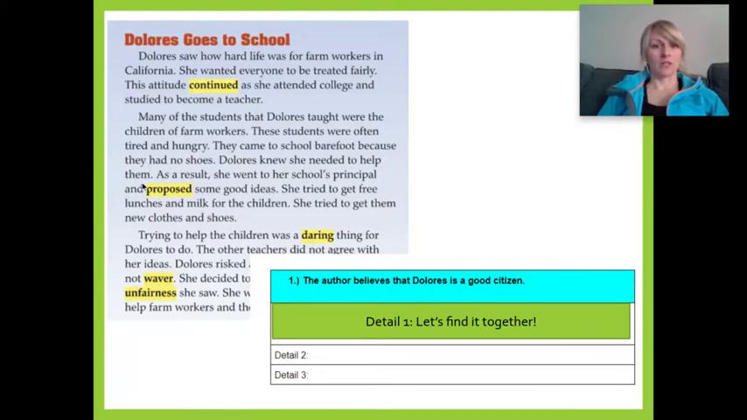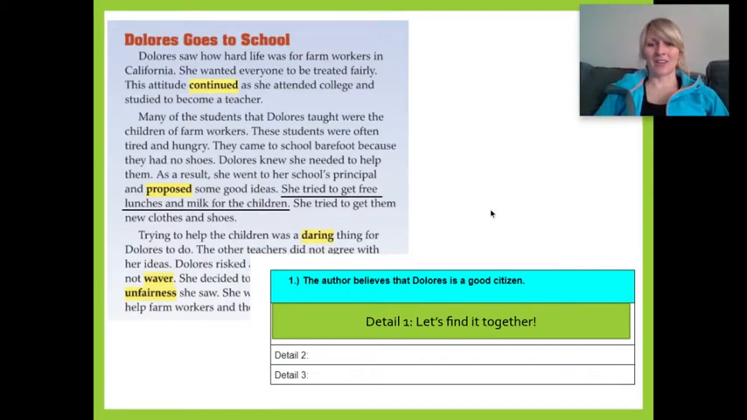Well, what's she going to do? As a result, she went to her school's principal and proposed some good ideas. She tried to get free lunches and milk for the children. So what is she doing here? She went to the principal and shared some ideas, and she's trying to get children free lunches and milk. I think that could be a good detail. Since this sentence shows me she's being a good citizen and helping others in the community, I'm going to pluck it out of the text and drop it into my answer down here.